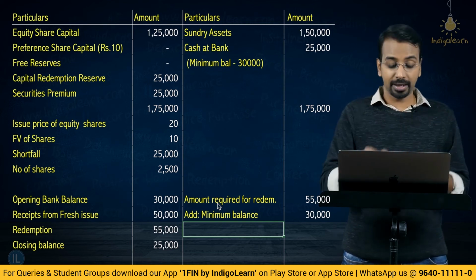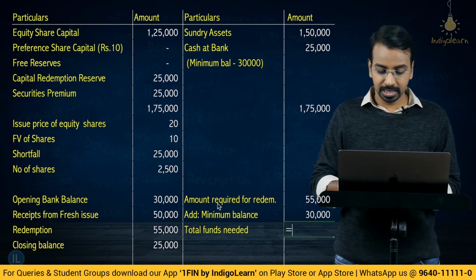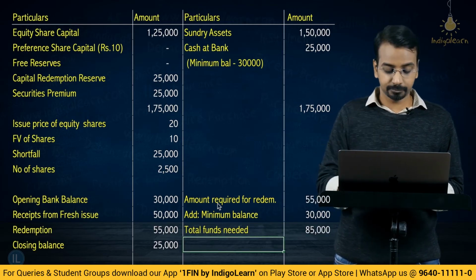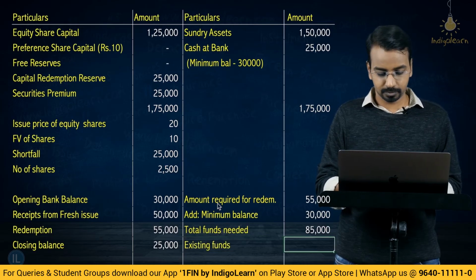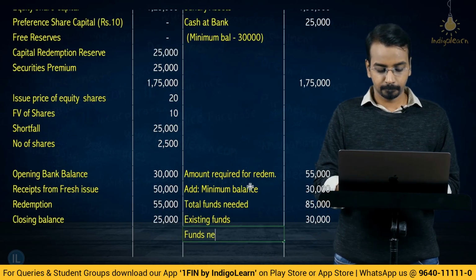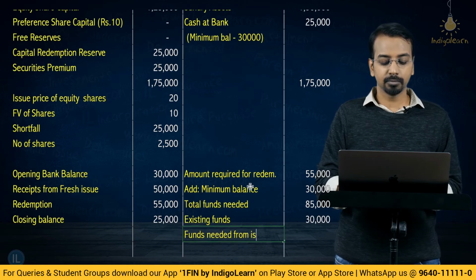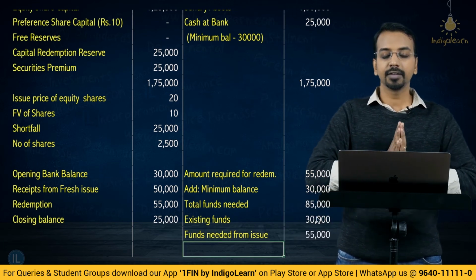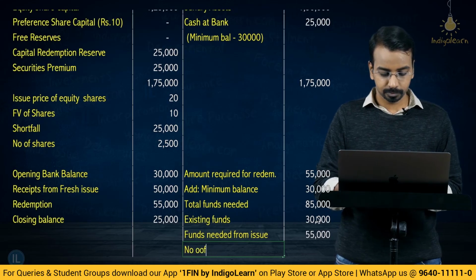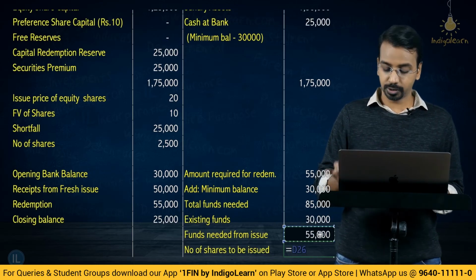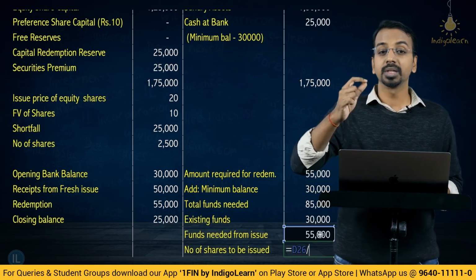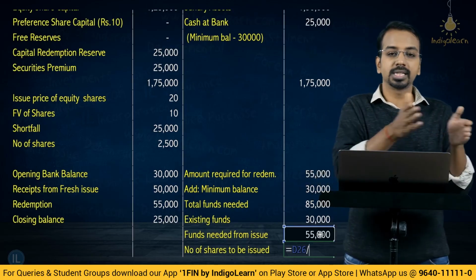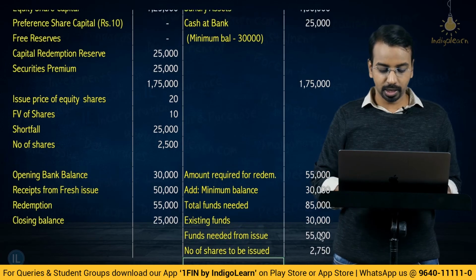Means the total funds that you should have is 55 plus 30, 85,000. Okay. Funds that you have, existing funds is 30. Funds needed from issue is 85 minus 30, which is 55. Now, you need 55,000 from fresh issue. So, number of shares to be issued will be 55,000 divided by 20. Now here you are calculating in terms of amount needed. You need to maintain the bank balance. You have shifted from CRR requirement to bank balance requirement. So, you will calculate with 20, you get 2,750 shares.